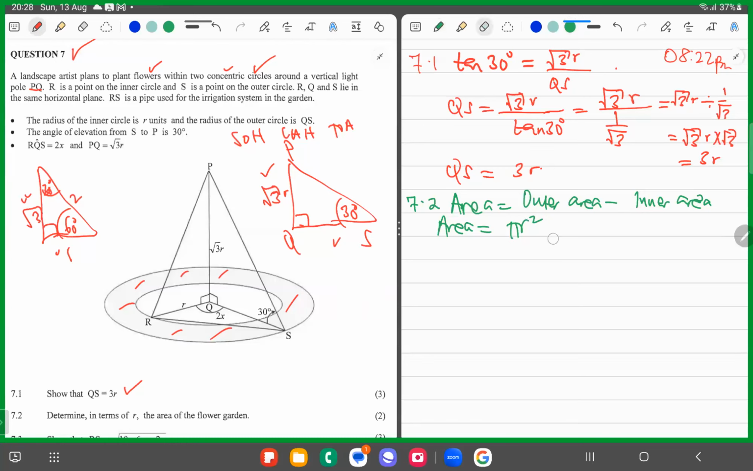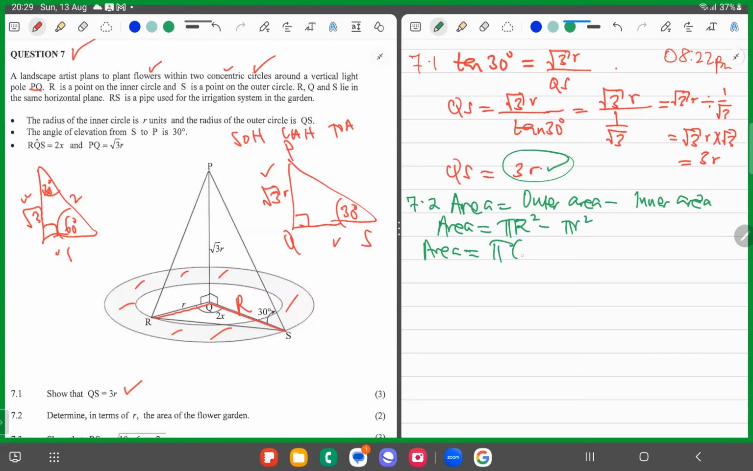You can write the area of a circle as pi radius squared. For argument's sake, the bigger radius from the center to the boundary of the bigger circle, you call it big R, and the one from the center to the boundary of the smaller circle, you call it small r. So that is going to be pi big R squared minus pi small r squared, and the big R is going to become QS.